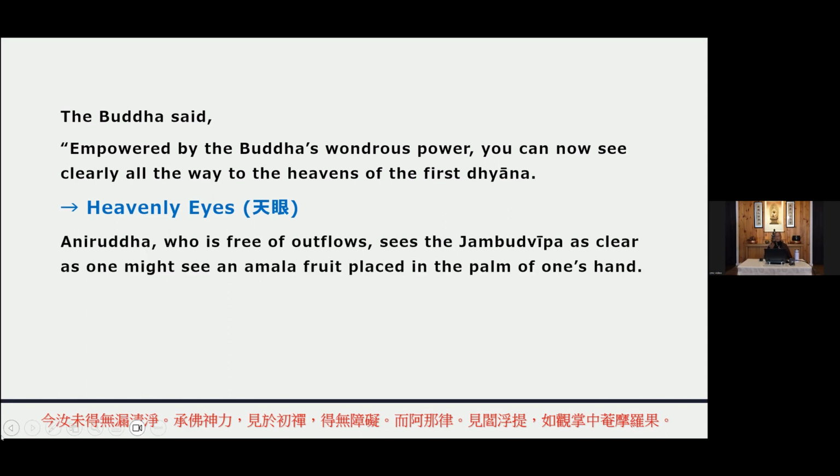And that's heavenly eyes. Okay, then you have the heavenly eyes to see the heavens. And then for Aniruddha, who is one of Buddha's high practitioners, high disciples, and he attained arhatship. So he can see the Jambudvipa clearly, just like he sees a mango in his hand. And at this point, this arhat has wisdom eyes.